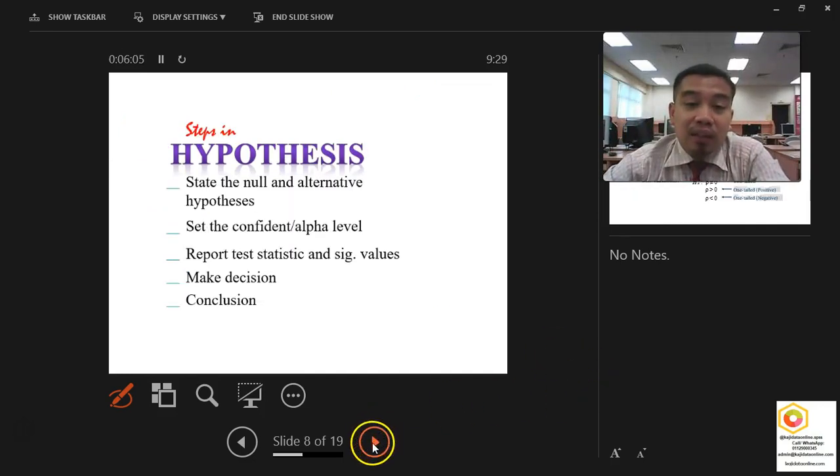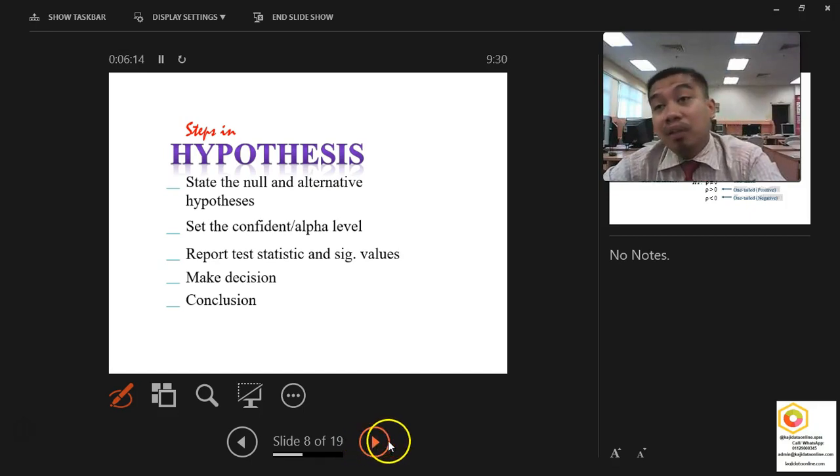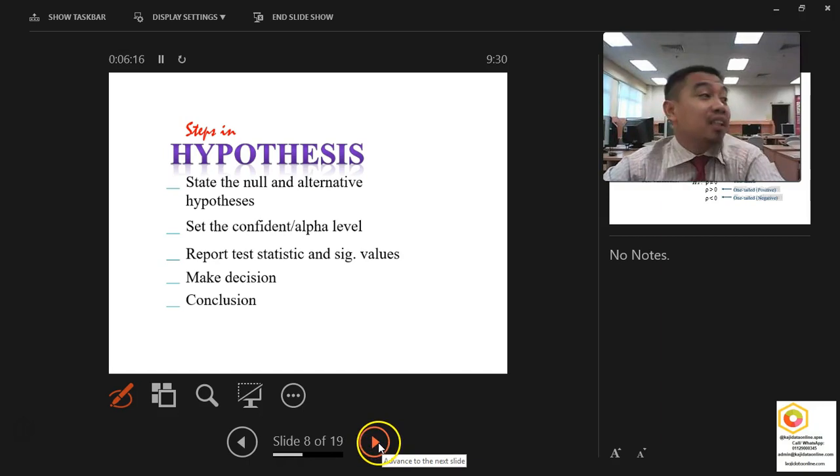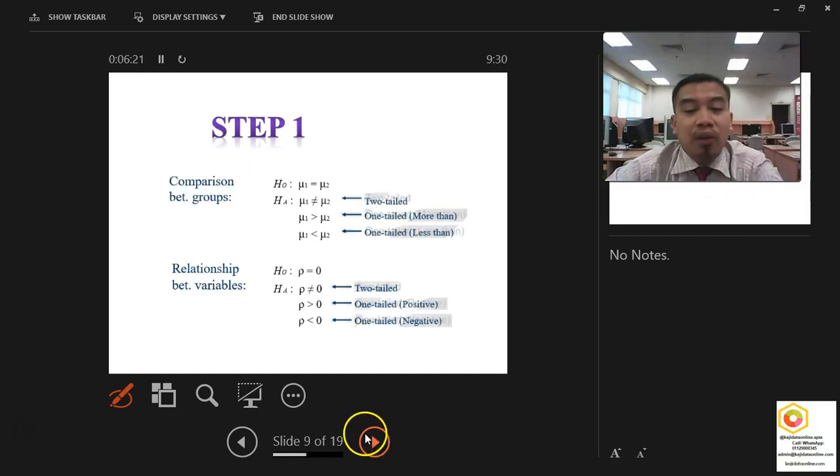Okay, the next one is the steps in hypothesis testing. I think this one you already know kan? You already understand about the steps, right? The first one, state your null and alternative hypothesis. The second one, state your alpha. The third one, run or calculate your significant value. The fourth one is making a decision. And the fifth one, you make a conclusion based on your finding. So these are the steps of hypothesis testing for the comparison.